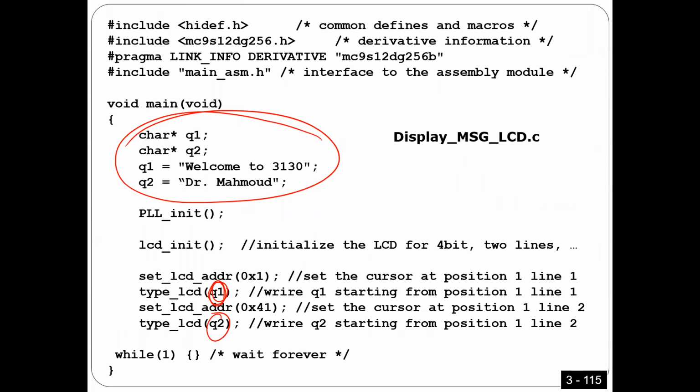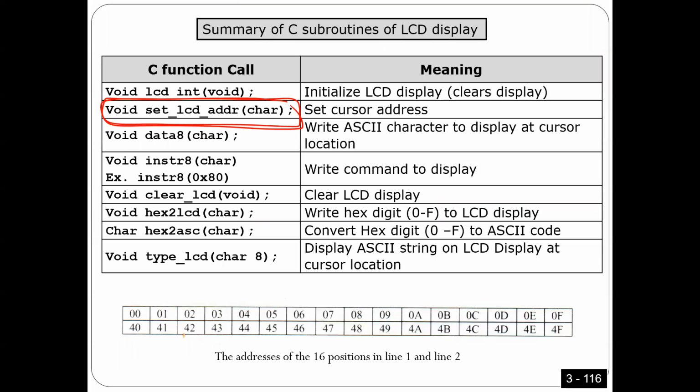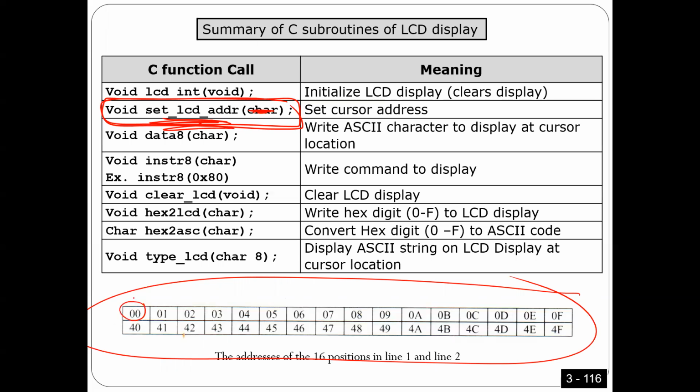Or there is also another function you can use. This function is called set LCD address. And then you have to put here a number where you want to put your cursor. For example, as you see here, guys, if you want to put the cursor here, I put 0, 0. If I want to put the cursor here, I put 0, 1, 0, 2, all the way until 0F. And then here I put 40, 41. So this is the number you have to put here.